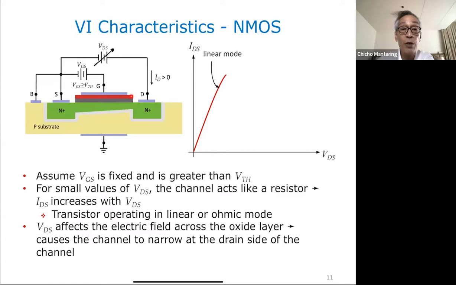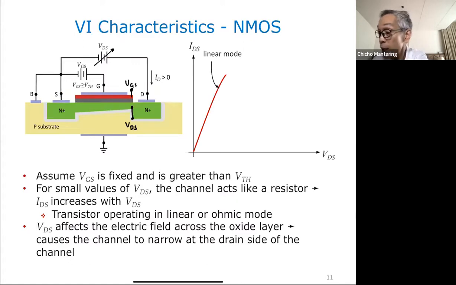So the voltage across your oxide layer is actually VGS minus VDS. So as VDS increases, this is going to become smaller because the voltage across your oxide layer is VGS minus the VDS here. You can think of it like node voltages. What is your node voltage here? Your node voltage here is VGS. What is my node voltage here? My node voltage here is VDS, right? Because this is connected to VDS, which is connected to my ground.